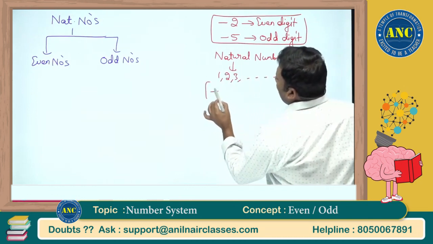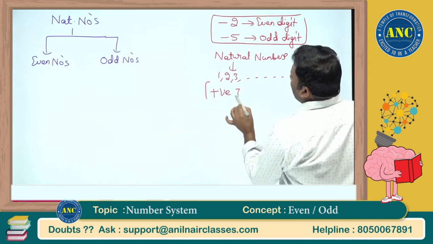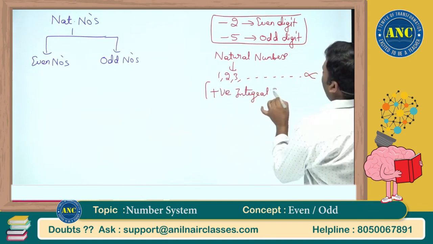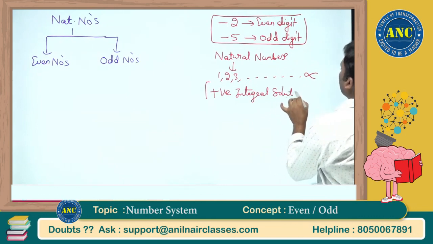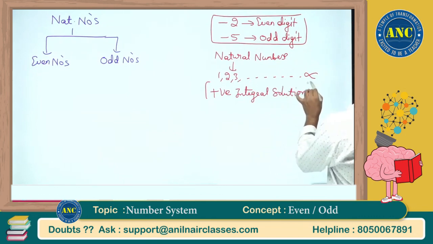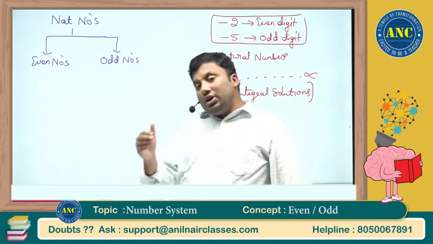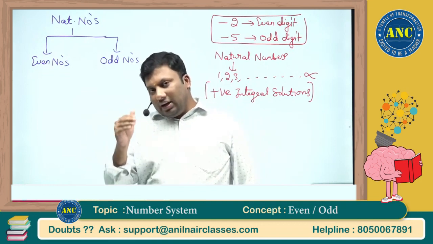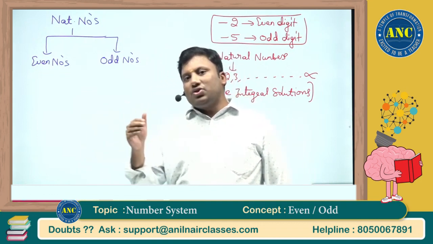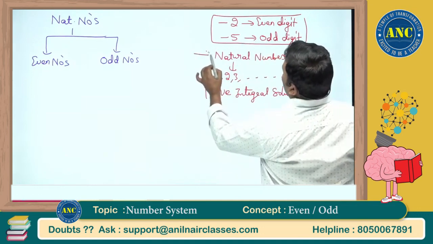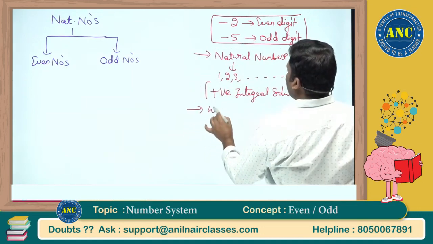They are also called positive integral solutions. Integers will have negative, 0 and positive. In natural numbers, there are only positive integral solutions.